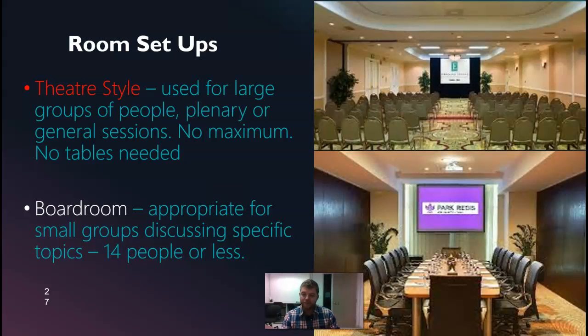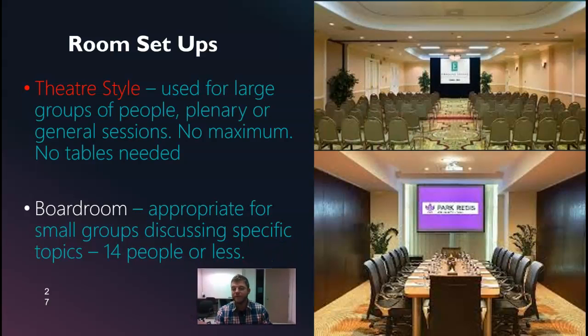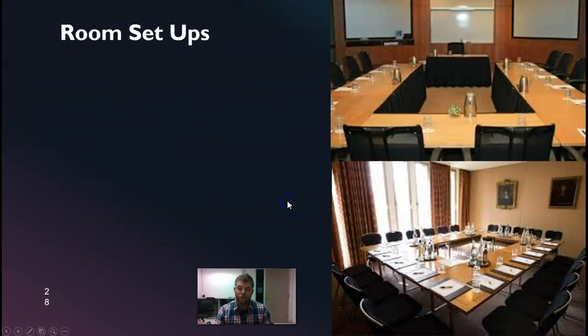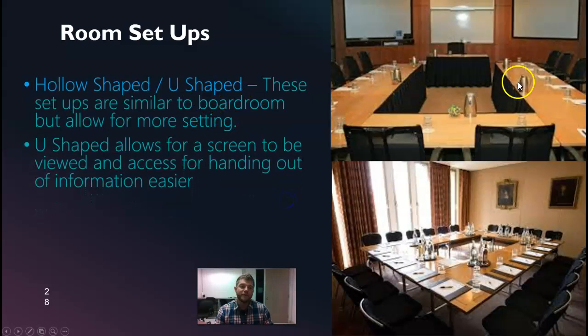And the boardroom here is appropriate for small groups, usually meetings, board meetings, inter-work meetings, and 14 people or less is ideal, because if you're the person sitting on this first chair all the way down to this other one here that I'm pointing at, that becomes quite difficult to really have a good conversation with. So there is a maximum. If you go more than 14, then you go to the hollow shape or U shape. It's a very similar setting, but it does allow for more seating.